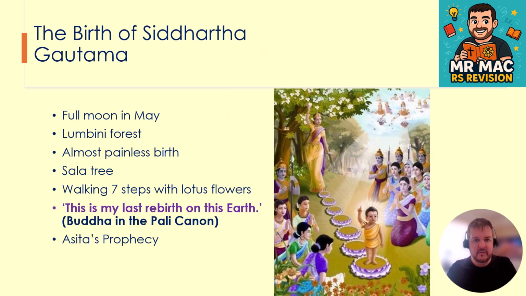So, Siddhartha was born in Lumbini on a full moon in the month of May under the branches of a sala tree. Lumbini was a forest. Queen Maya was on her way to Kapilavastu, which is where her parents lived, which was part of the culture and custom at the time. And he was born in the soft light of a full May moon.